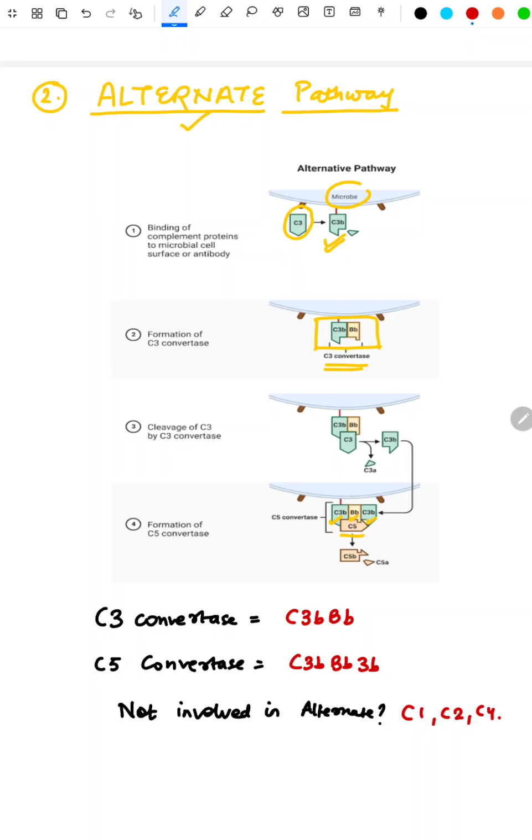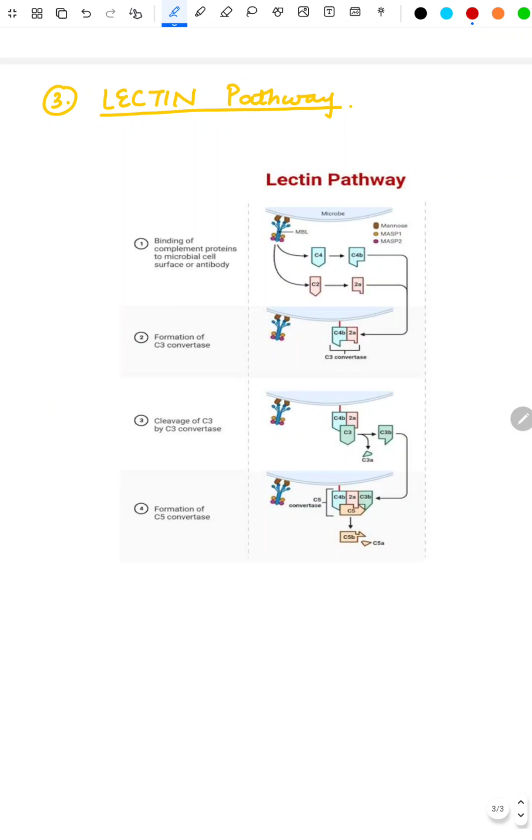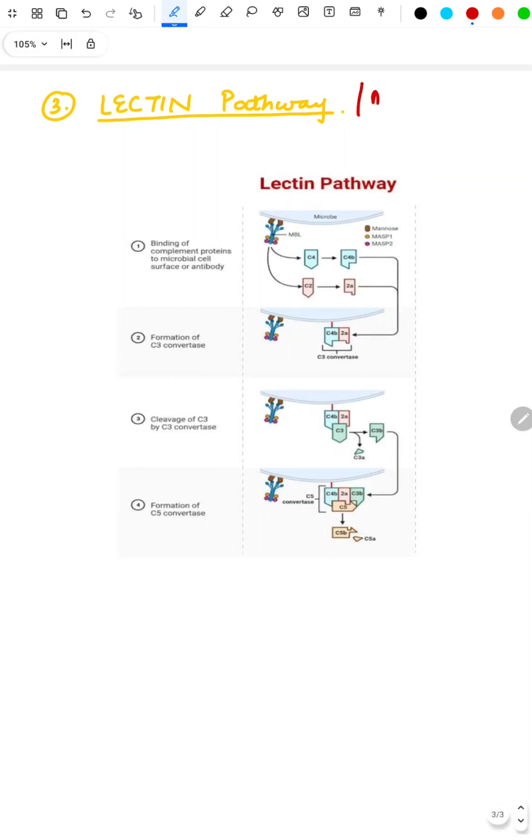Okay, now let's move on to the next pathway, that is the lectin pathway. So under the lectin pathway, what happens here is that our complements will encounter what we call the mannose binding lectin. So this lectin pathway is also called the mannose binding lectin pathway, right? Why do we call it the mannose binding lectin pathway? Because here the microbe has, you can see here, this is the mannose. So the microbe has mannose on its surface, to which these complements go and attach, right? And after that, the pathway is just the same.